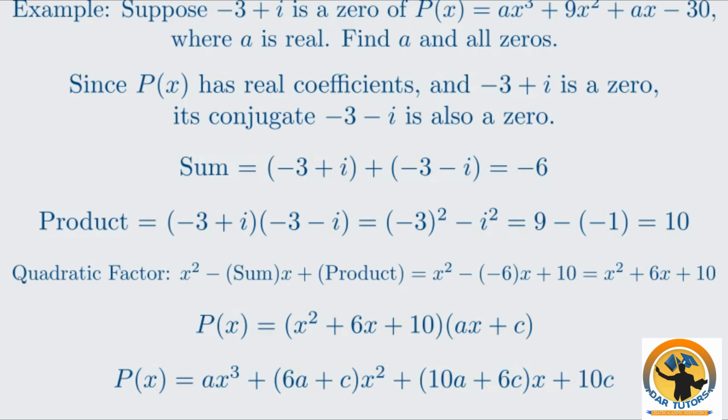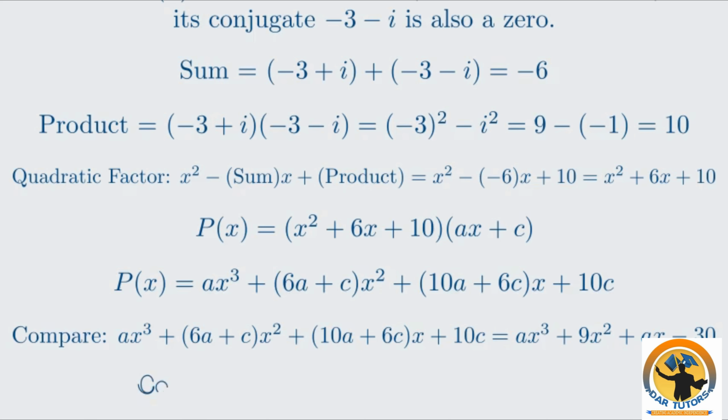Now we compare this to the original polynomial p(x) = ax^3 + 9x^2 + ax - 30. By comparing the constant terms, we see that 10c must equal -30, which means c equals -3.